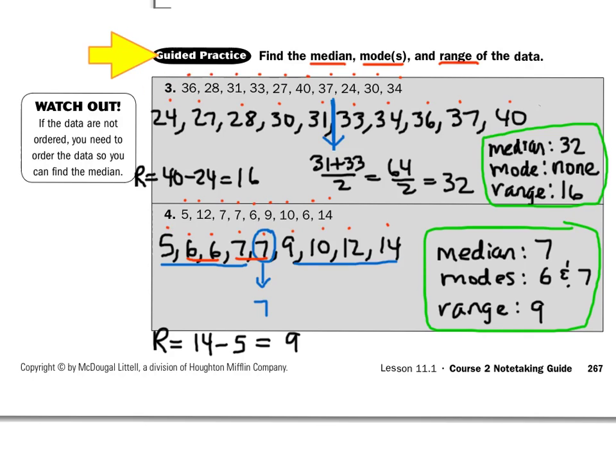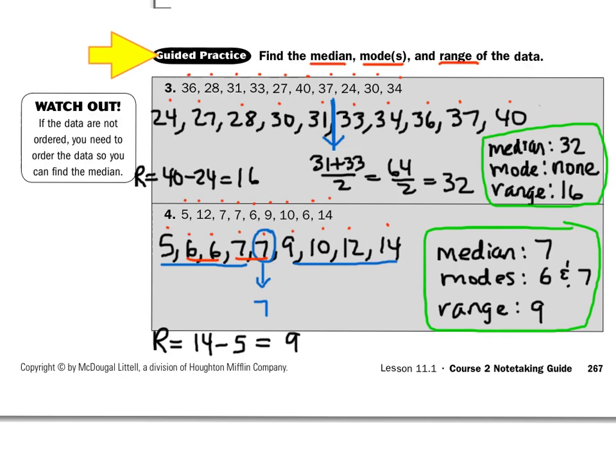Look at example 3, and then I ordered the numbers, so 24 is the smallest, and then 27, and then 28, 30, 31, 33, 34, 36, 37, and 40. Notice how I made it one line. I want you to practice doing that.